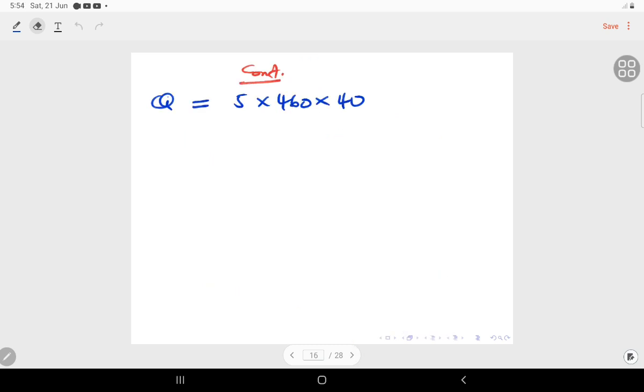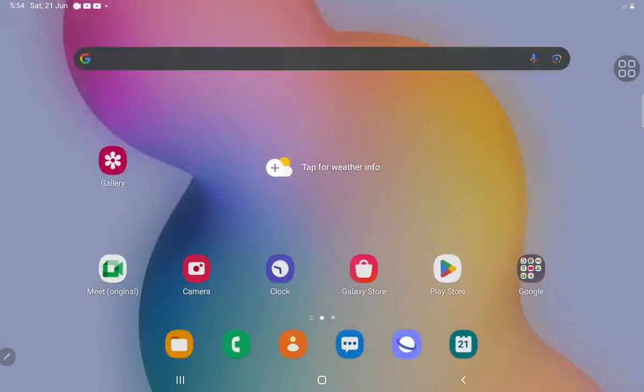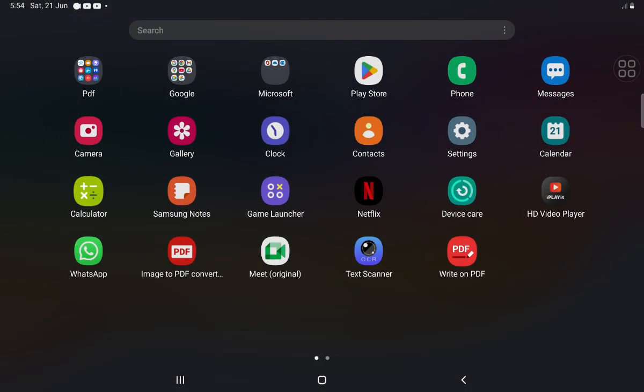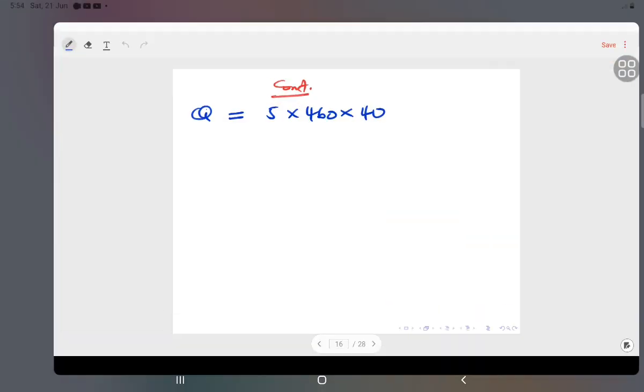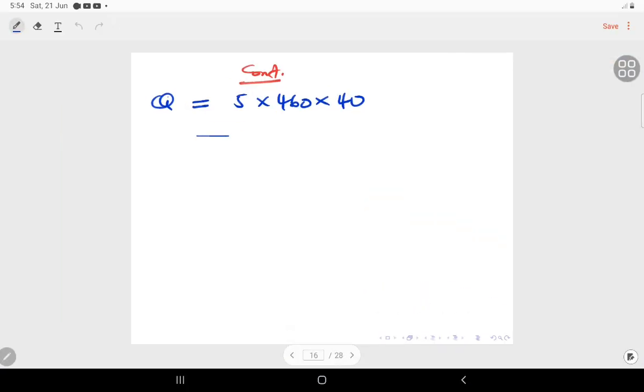You multiply these, what do we get? 5 times 35 will give us 175, and 175 times 460. Let's check from our calculator. We are getting 80,500. So let's come back, 80,500 Joule. How do we conclude?